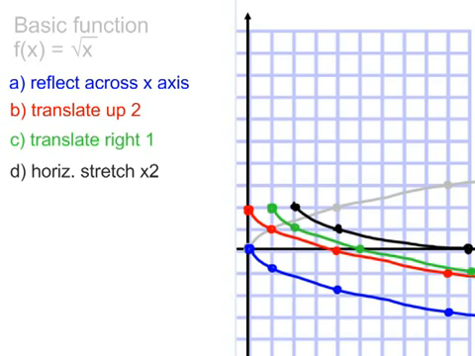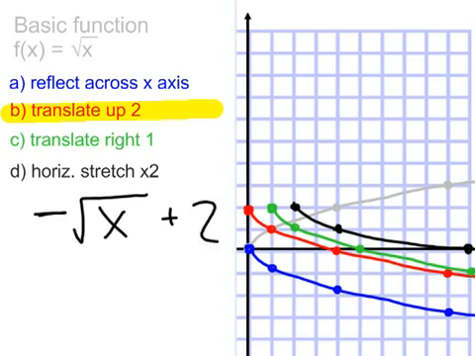We start with the square root of x, and to reflect it across the x-axis, we put a negative sign in front. So right now, let me highlight that. We are doing the reflection across the x-axis, and we do that by just putting a negative sign in front. Now let's do the translation up 2 units, and that one I think most of you would go, yeah, I know how to do that. We just tack on a plus 2 at the end here, right?